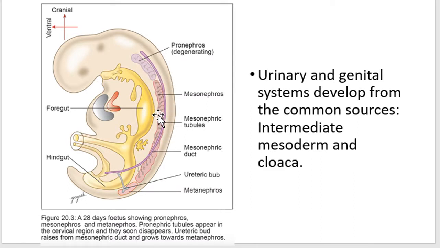The genitourinary system develops from the intermediate mesoderm and cloaca. The gut is divided by the folding into foregut, midgut, and hindgut. The dilated caudal part of the gut is known as the cloaca.